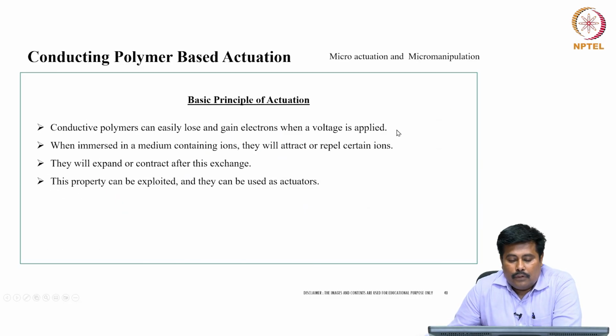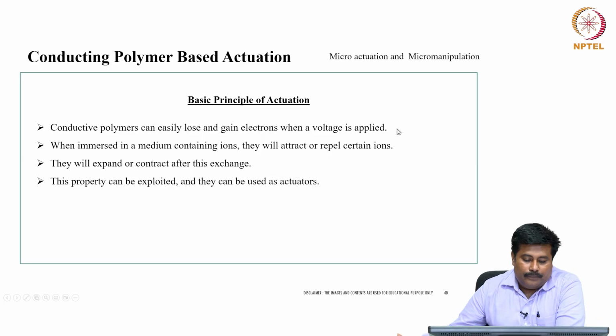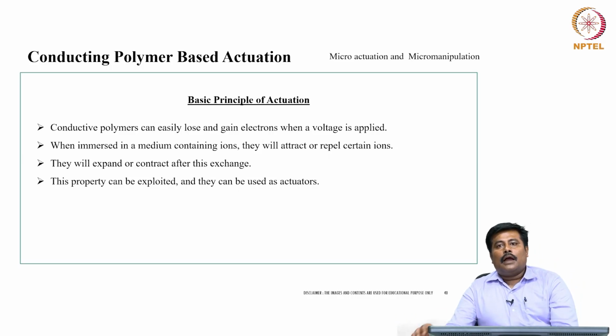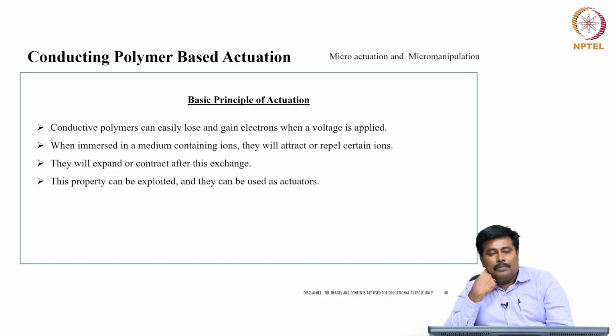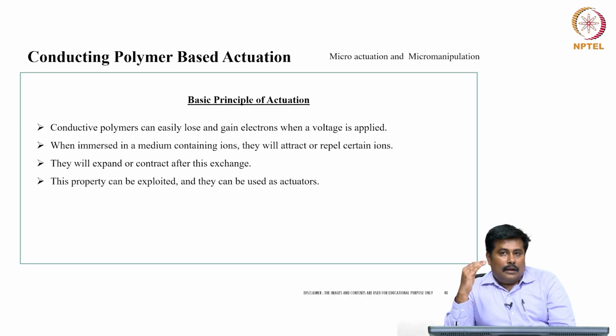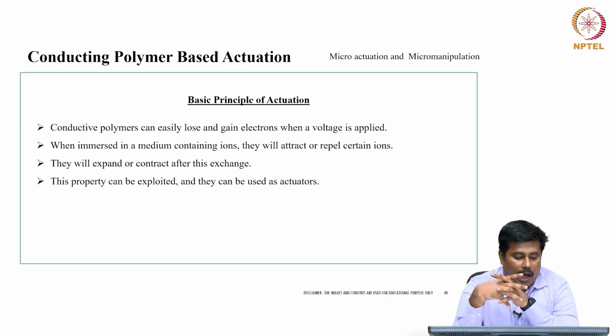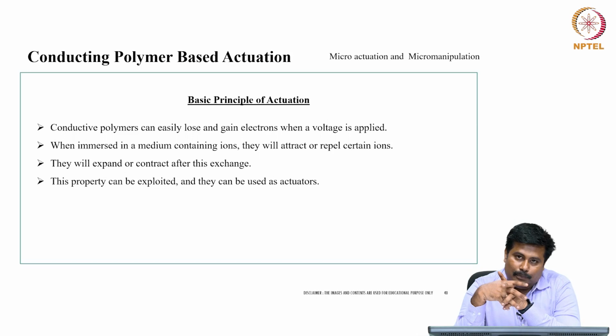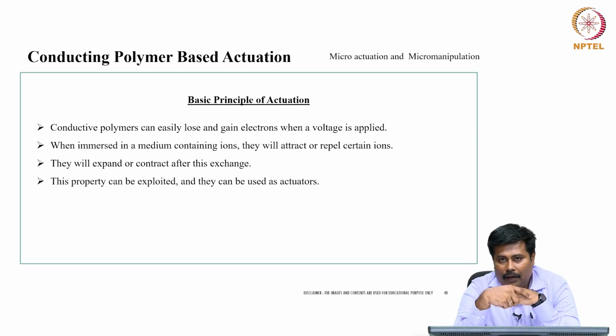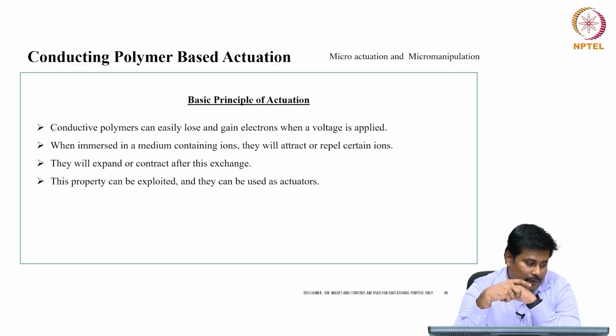Now, when we look into the basic principle of actuation, these conducting polymers can easily lose and gain electrons when voltage is applied. When immersed in a medium containing ions, they will attract or repel certain ions. This will expand or contract the polymer after this exchange. This property can be exploited so they can be used as actuators, basically for micro actuations.